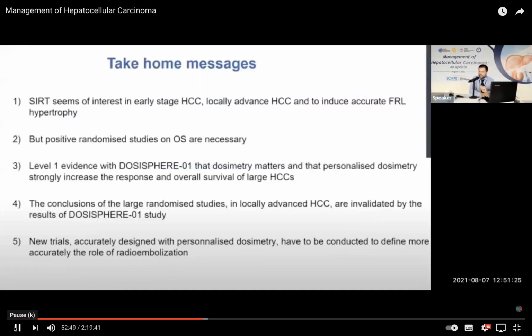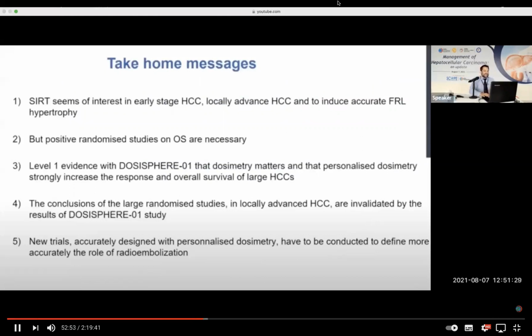And this is my last slide with 2 seconds left. So, positive randomized studies in overall survival. New trials are ongoing. It's very promising, and not only in HCC, but especially in metastatic disease.